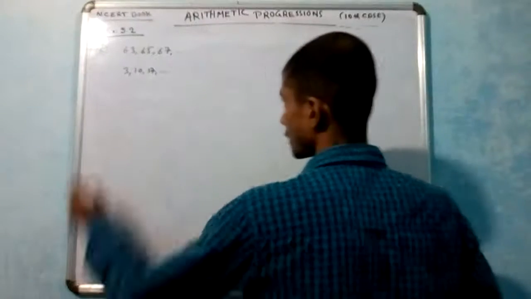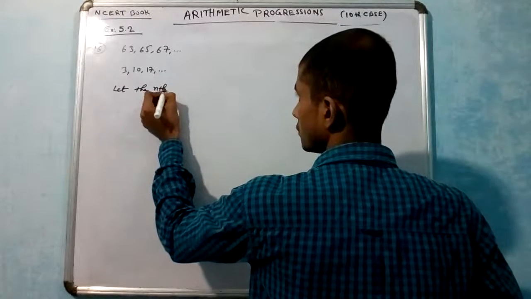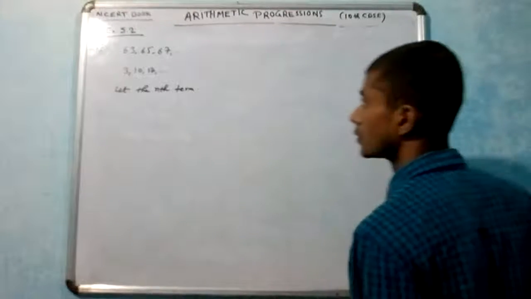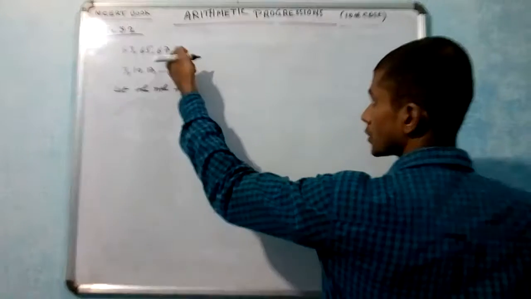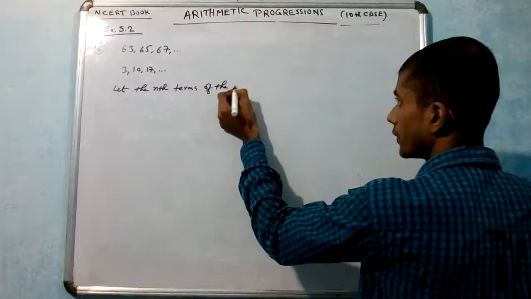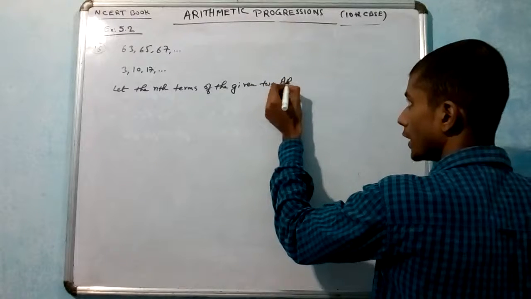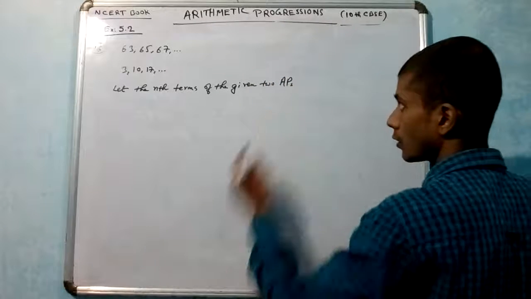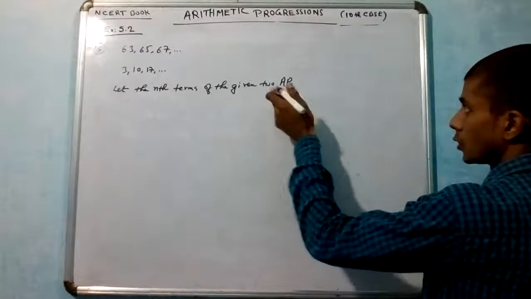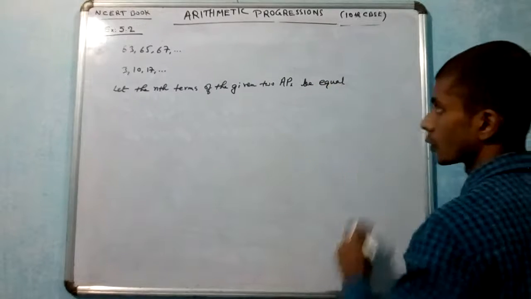What will we assume? Let the nth term, or terms, nth term of this and nth term of this. Let the nth terms of the given two APs be equal, okay.